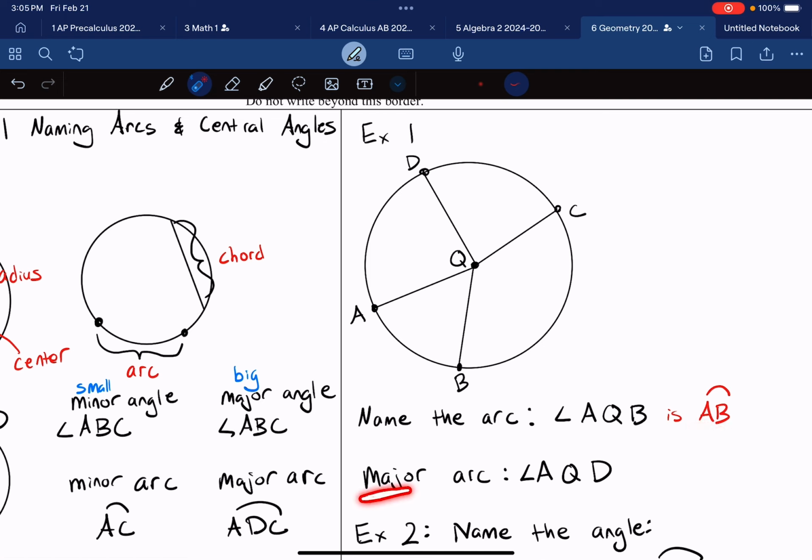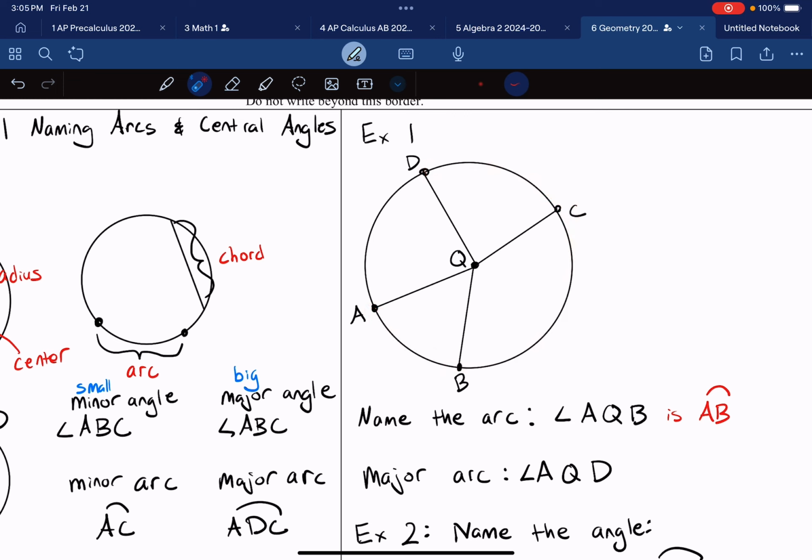But for a major arc, let's talk about a different one. It goes from A to Q to D. So from A to Q to D. So it's talking about this central angle here. And I don't know if it's talking about the big one or the small one. I don't know if it's the minor or major angle. But this is the angle that I'm looking at. And if I want to do the major arc, I'm not talking about this small one in between here. That's a no, right? I want to go the big way around from here to here.